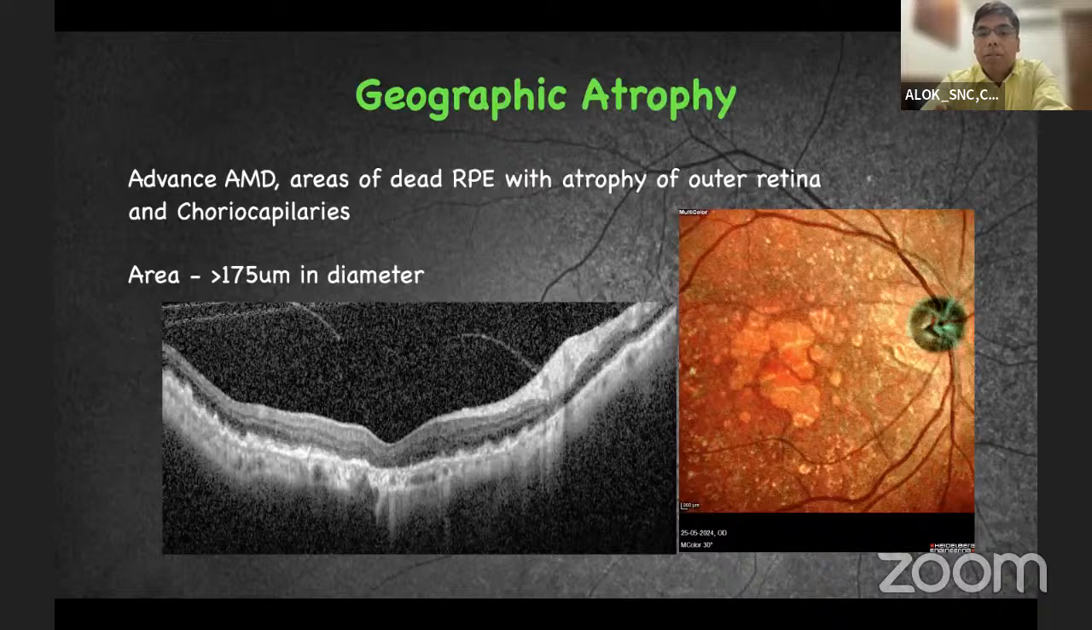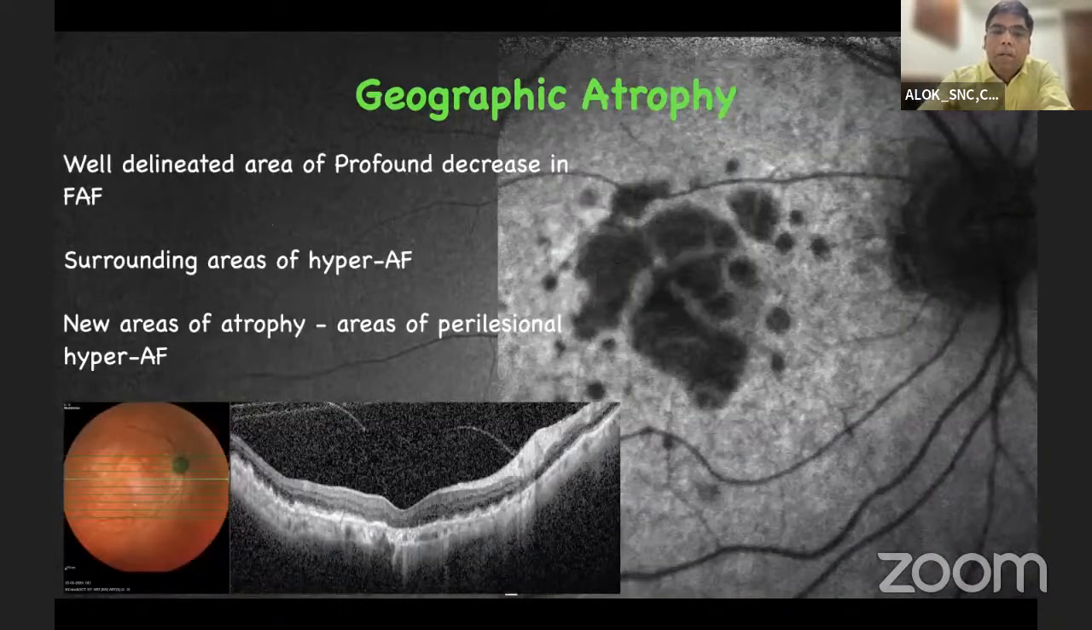Now, another important aspect is to identify geographic atrophy, which is an advanced AMD. There are areas of dead RPE or RPE atrophy and atrophy of the outer retina as well as the choriocapillaris. By definition, it is said to be geographic atrophy if the area is more than 175 micrometers in diameter. On fundus autofluorescence, these appear as well-delineated areas of profound decrease in autofluorescence as the RPE is completely lost, and there are areas of surrounding hyperautofluorescence.